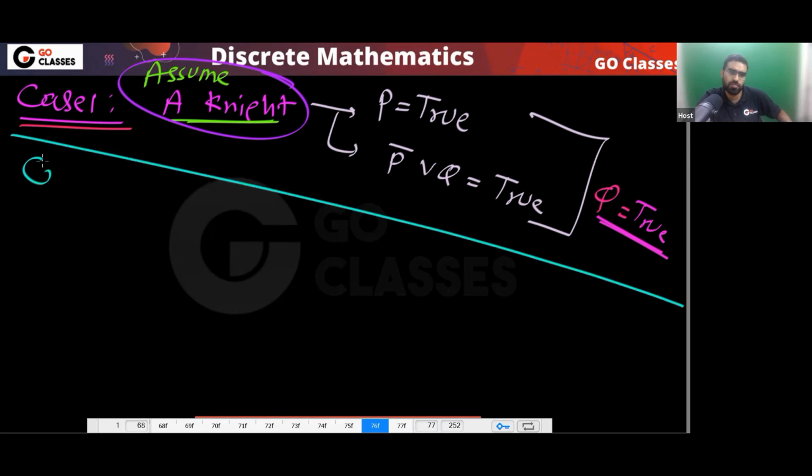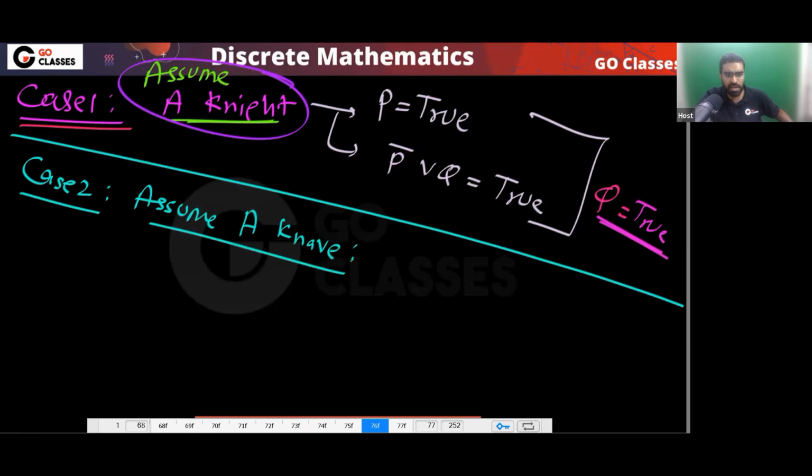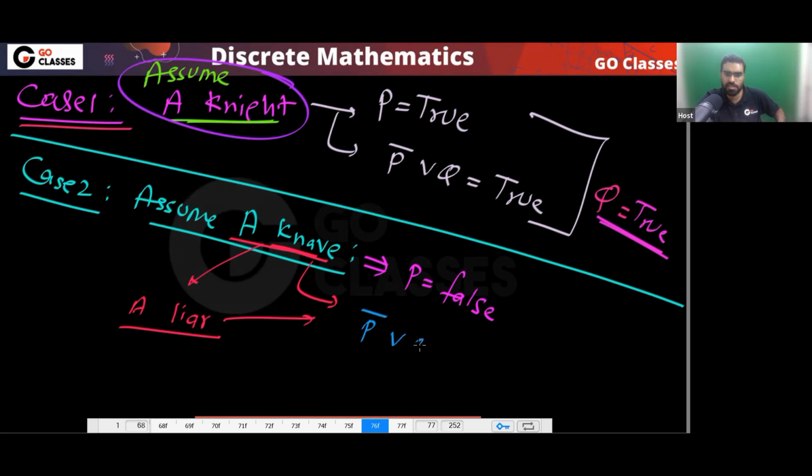What is case 2? You assume A knave. If you assume A knave, then what will happen? Then it means P is false. You are assuming A knave, it means P is false. So what he is saying, that is also false. He is a liar. A is a liar. So what he is saying, that is also false.